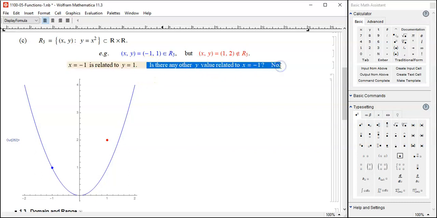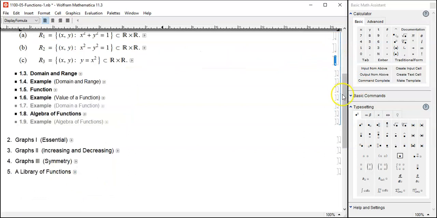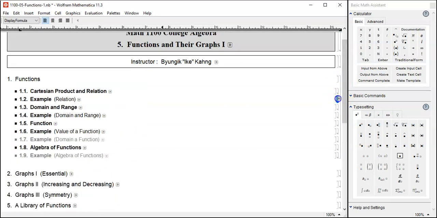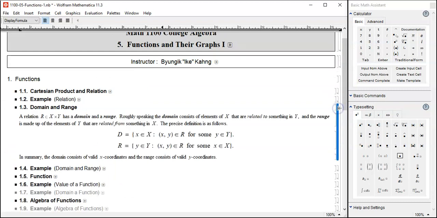We're going to come back to this question and answer later in subsection 1.5 when we deal with functions. So please remember that. For now, let's keep it at that, and then let's move on to the next topic that we have to prepare.